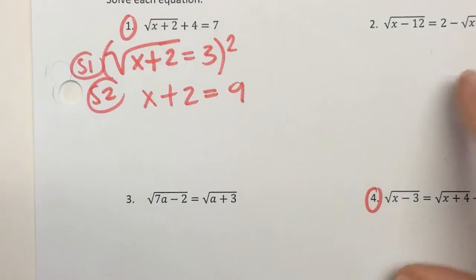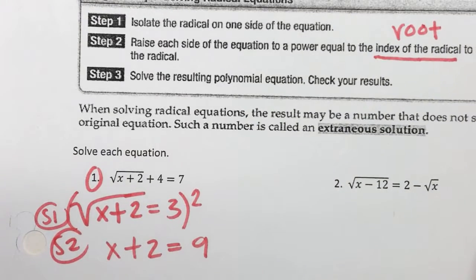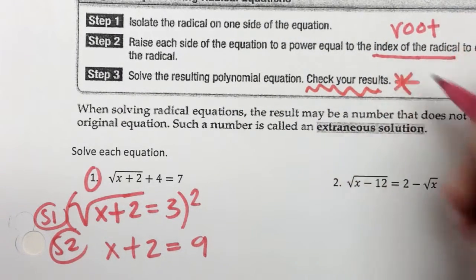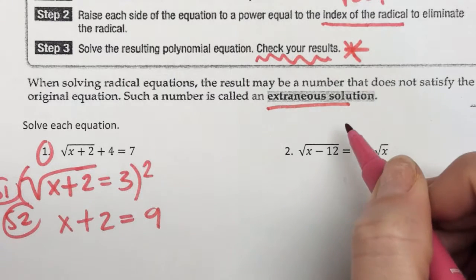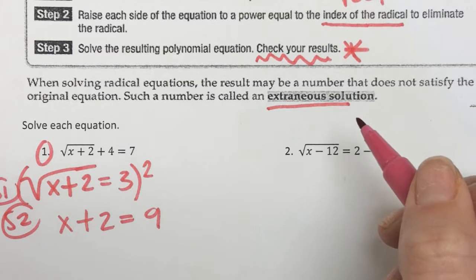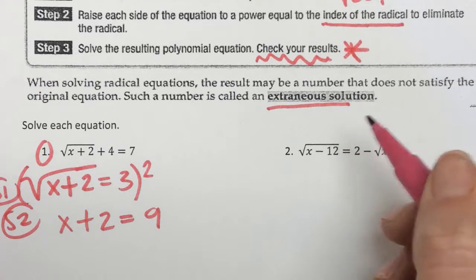Alright, and then step 3, Connor, will you read that one for me? Solve the resulting polynomial equation. Check the result. Alright, I want you to underline this part and put a star by it. Because I always say check your results, but these you actually have to, because sometimes you'll have extraneous solutions, which means that when you plug it back in, you might have done the whole entire problem right, and then you plug it back in and it won't work. That's when it's an extraneous solution and you put no solution.